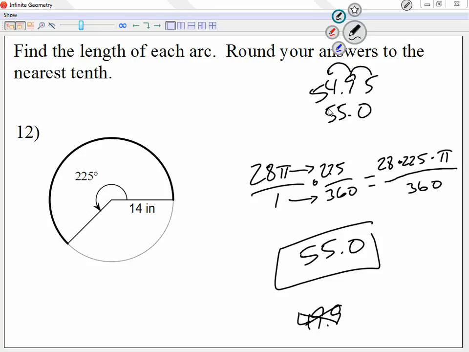Okay. Any questions? Seems like everybody's here.